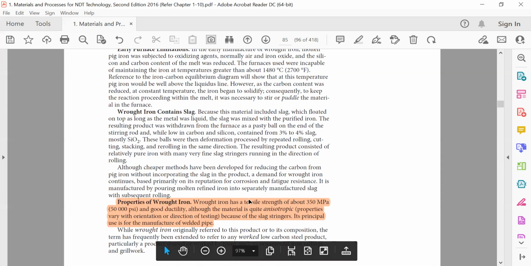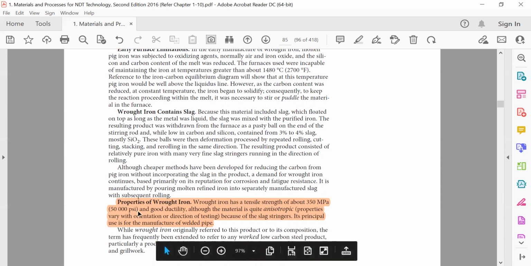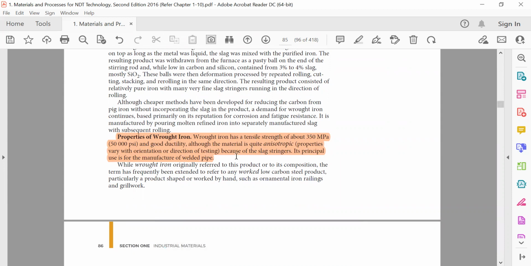Properties of wrought iron. Wrought iron has a tensile strength of about 350 MPa, 50,000 psi to 70,000 psi, and good ductility. Although the material is quite anisotropic, with properties varying with the orientation of the direction of testing because of the slag stringers, it is principally used for the manufacture of welded pipe.